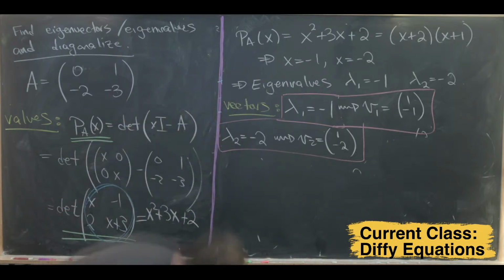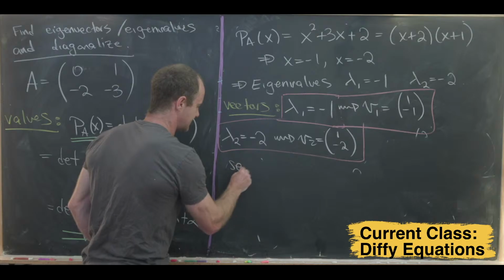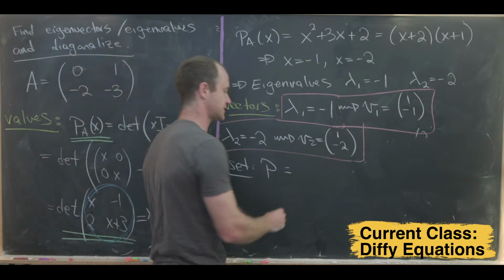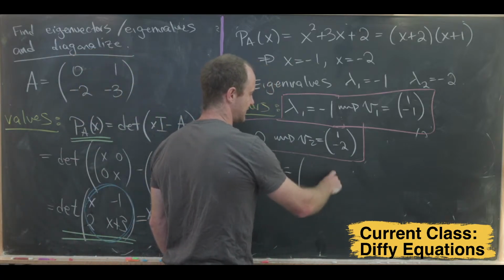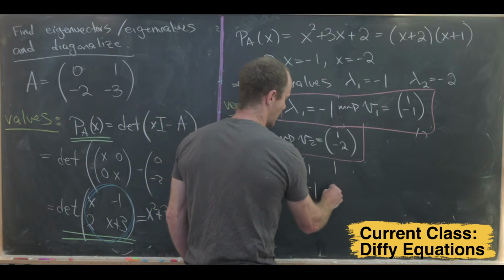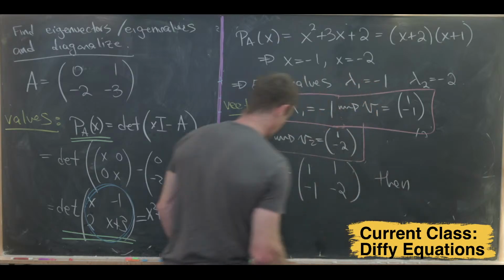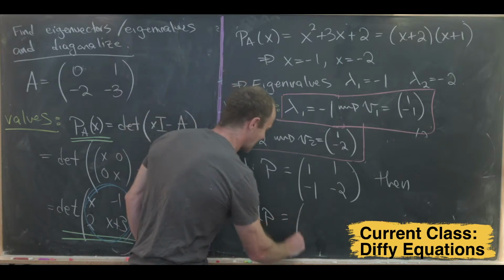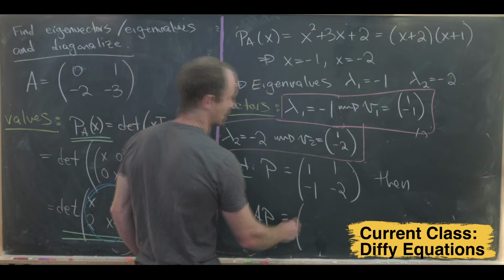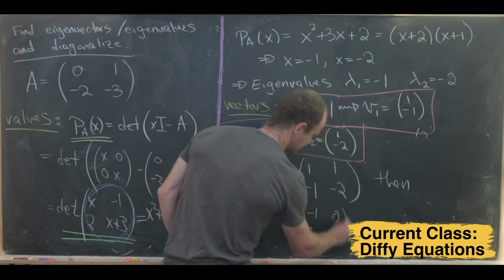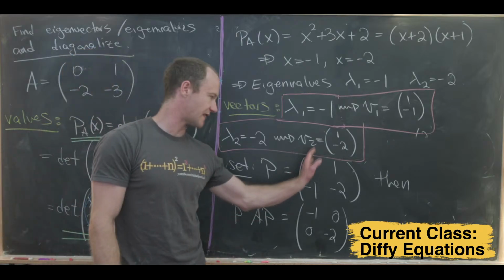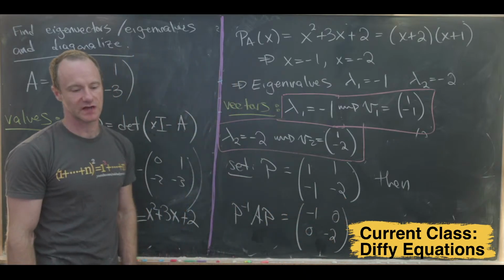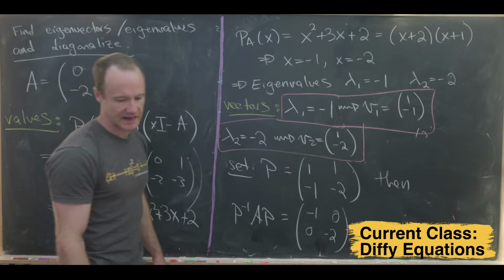Okay, so that tells us that if we set P equal to a matrix built out of the eigenvectors, so I'll put V1 in the first column, V2 in the second column, so 1, negative 1, 1, negative 2, then P inverse AP is equal to the diagonalized matrix. So that would be negative 1, 0, 0, negative 2. And it's in that order because here we have the eigenvector for negative 1, so negative 1 goes here. Eigenvector for negative 2, so negative 2 goes here. Those eigenvalues are on the correct part of the diagonal.